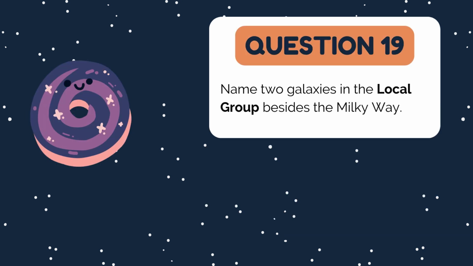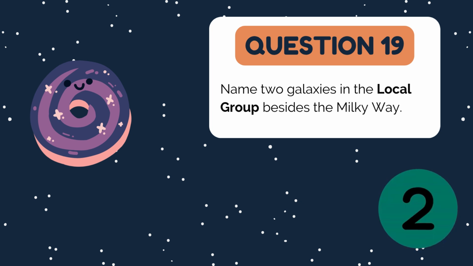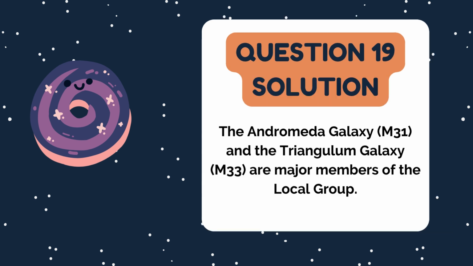Can you name 2 galaxies in the local group besides the Milky Way? The local group of galaxies consists of 3 large galaxies: the Andromeda Galaxy, biggest, our Milky Way, second biggest, and the Triangulum Galaxy, third biggest, along with 50 or so much smaller dwarf galaxies.